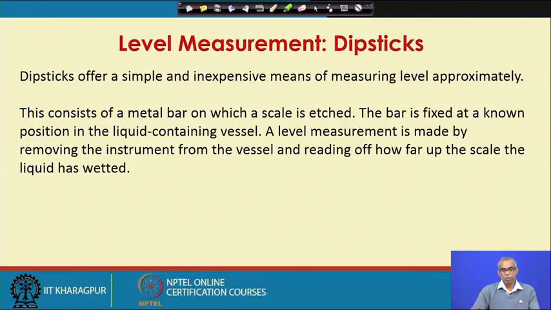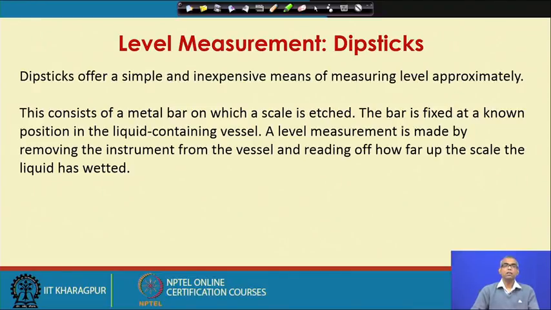A dipstick consists of a metal bar on which a scale is etched. The bar is fixed at a known position in the liquid containing vessel. A level measurement is made by removing the instrument from the vessel and reading off how far up the scale the liquid has wetted. So, this is an extremely simple way of measurement of liquid level.